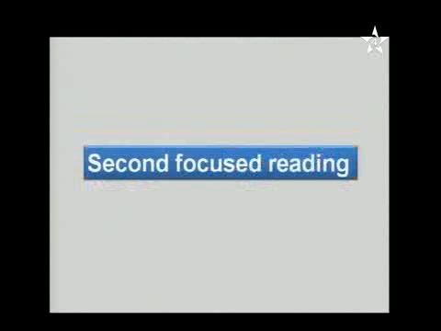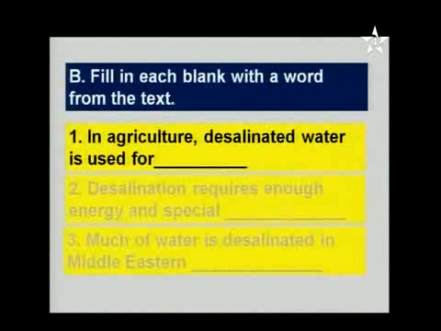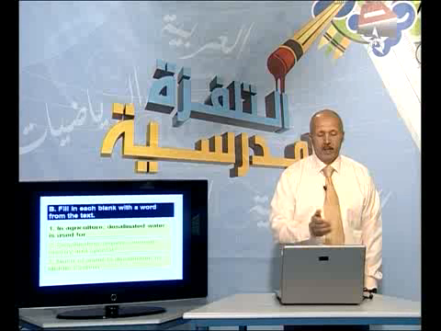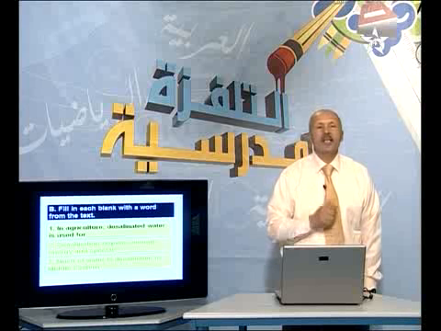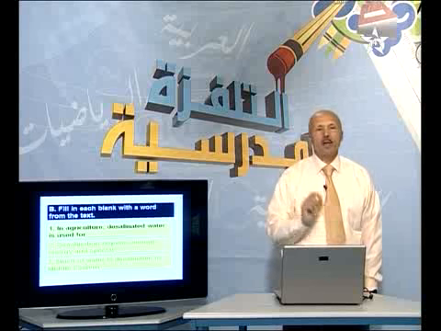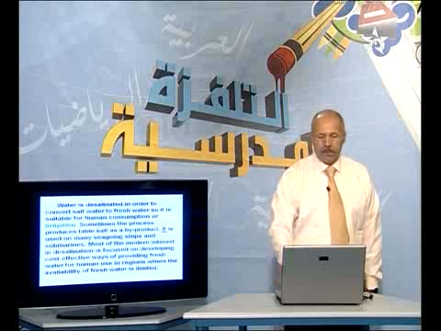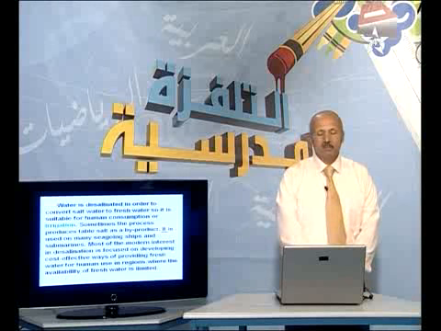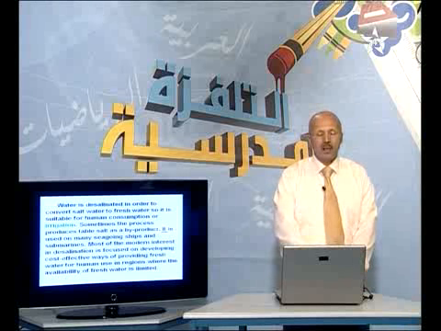Now we come to the second focused reading. That is to say, we read the text for a second time in order to do a second task. The task is: fill in each blank with a word from the text. This exercise is called a cloze summary exercise. Now we're going to read the part of the text we want, then pick a word to put in that blank. In agriculture, desalinated water is used for blank. We have a blank where we have to put one word. Please, let's read the first sentence of the paragraph.